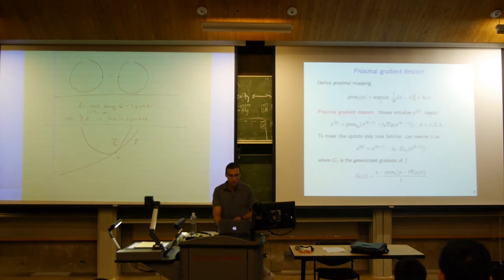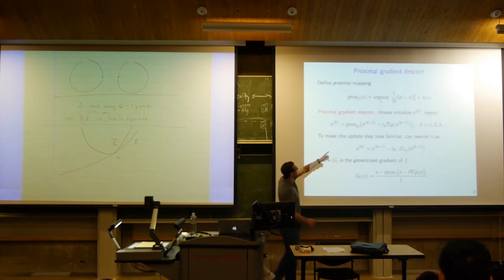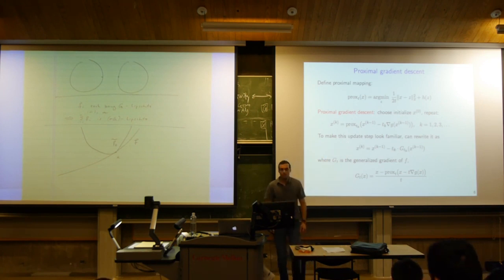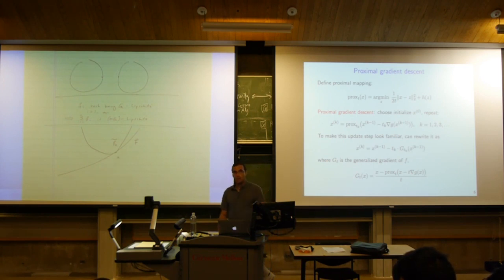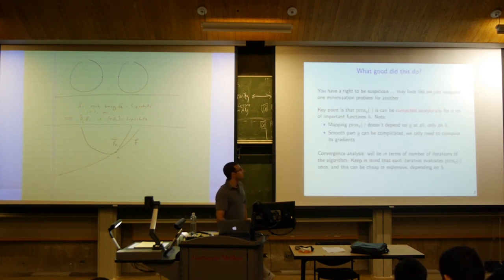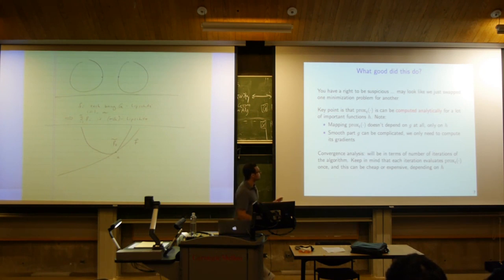So even though we have a sequence of minimizations to perform at each step, of this form, argmin of a simple quadratic times 1 over 2t plus h of z, we only really think about applying proximal gradient descent when the non-smooth part h is simple enough that this thing has either an analytic form or is efficiently computable.